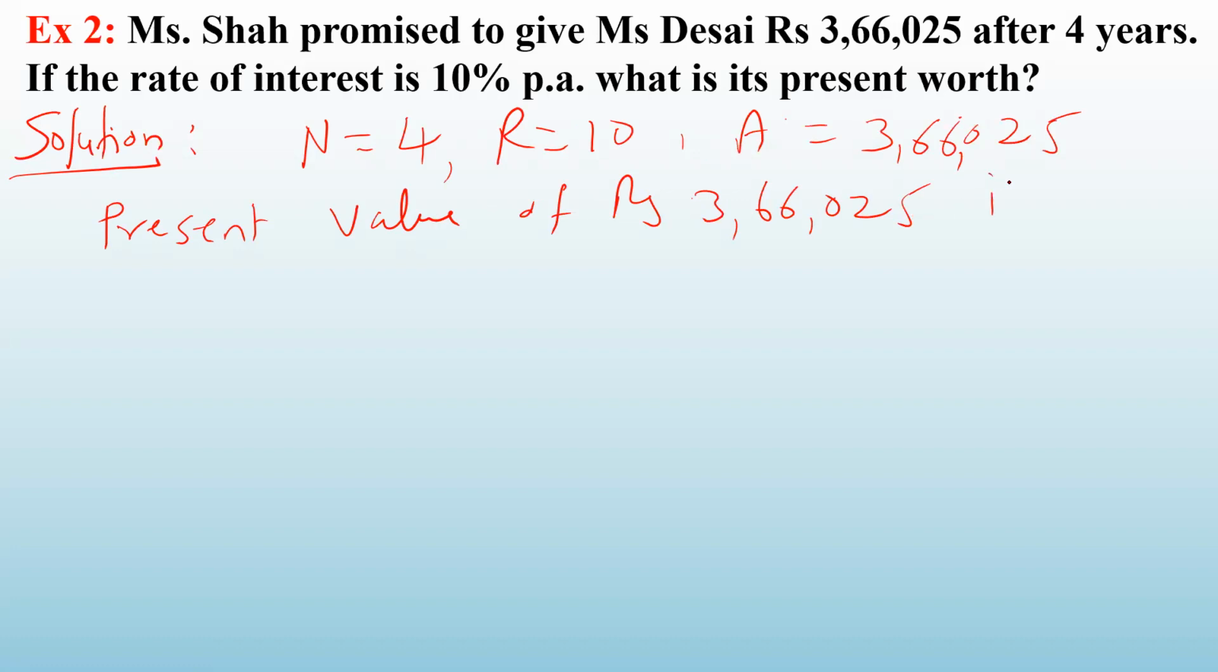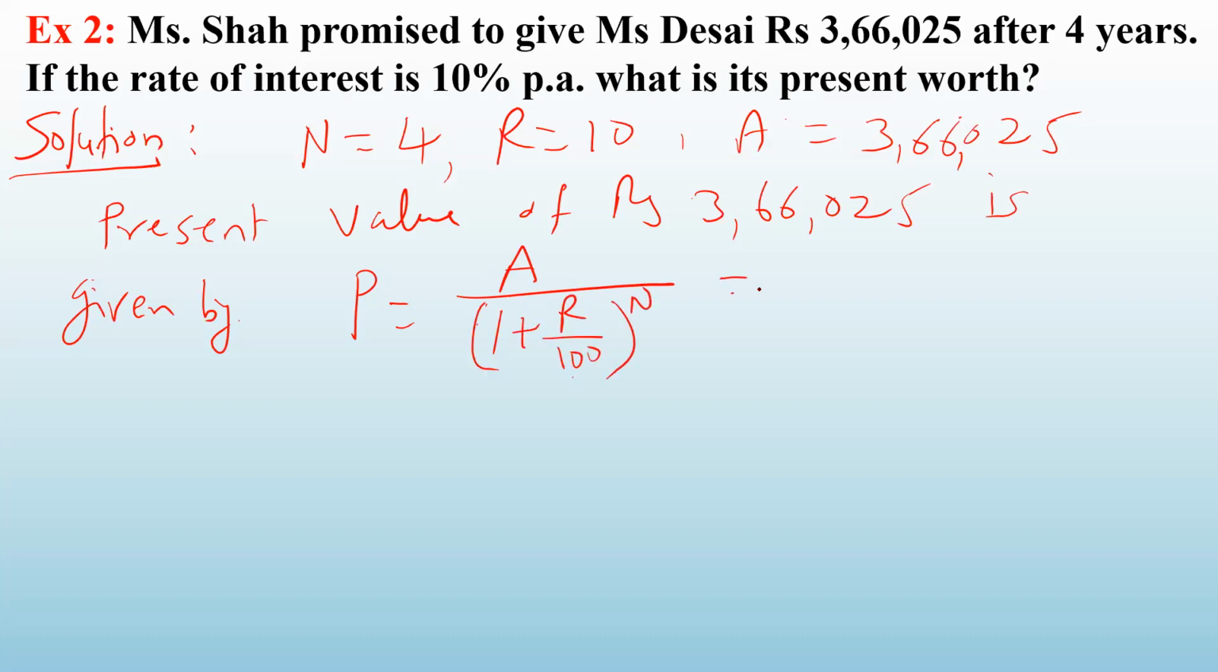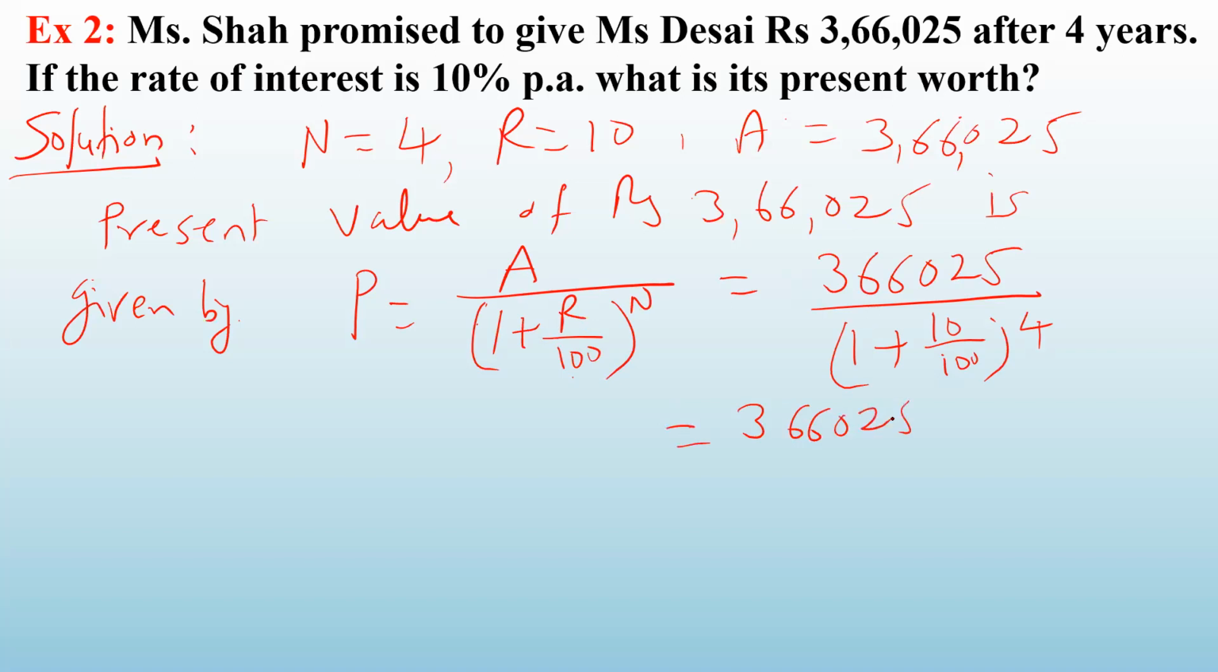So the present value of this is given by, what is your formula for the present value? P is equal to A divided by (1 plus R upon 100) raised to power n, which is equal to 3,66,025 divided by (1 plus R, which is again 10 here). So 1 plus 10 upon 100 raised to power 4. So 3,66,025 divided by 1.1 raised to power 4.